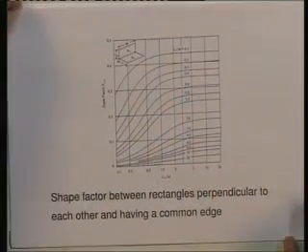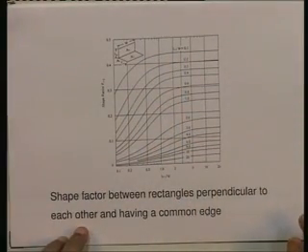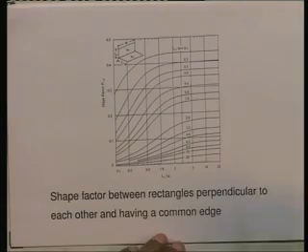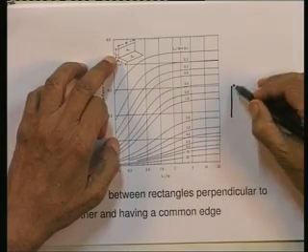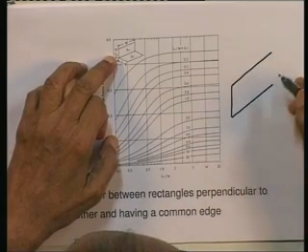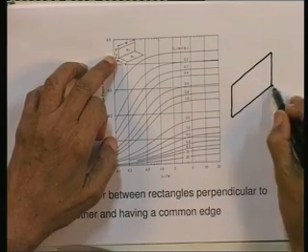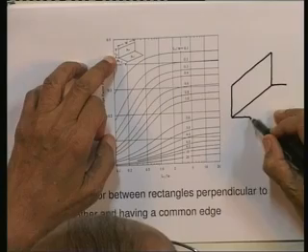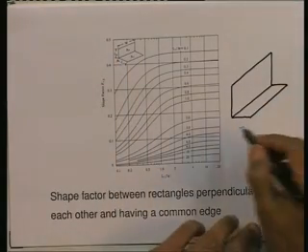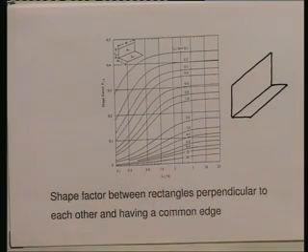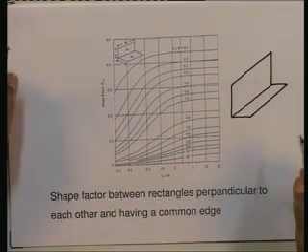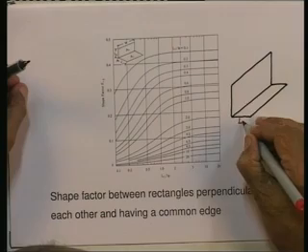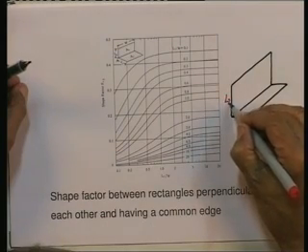Here is one more example now. Here is a shape factor between rectangles which are perpendicular to each other and have a common edge. It is drawn rather small here, so let me draw it again. These are two rectangles, this is one rectangle, this is another rectangle, all right. They have a common edge and they are perpendicular to each other, and the dimensions are L1, L2 and W.